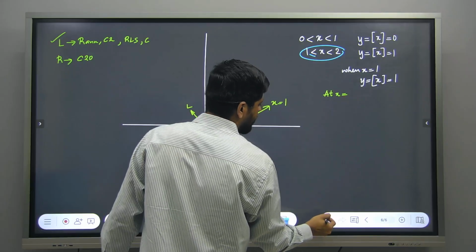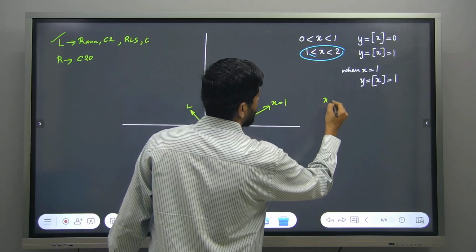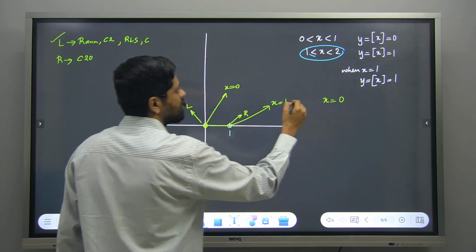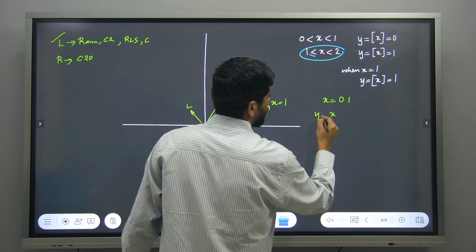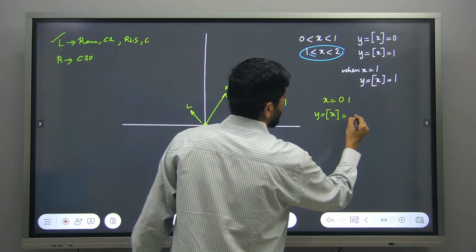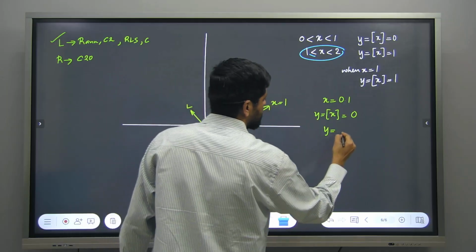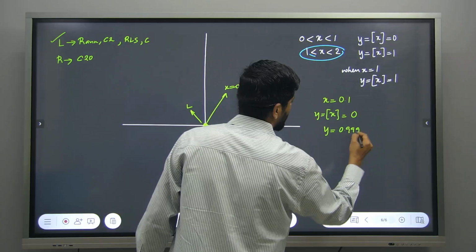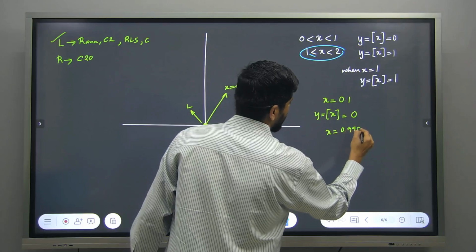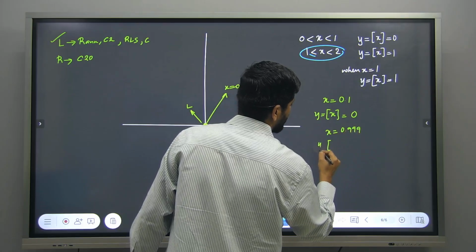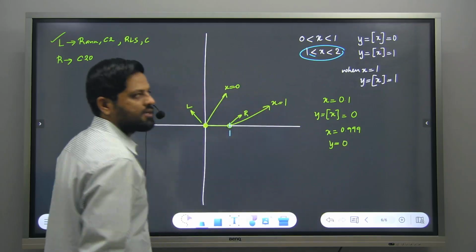My bad. Just one moment. What are we doing? If I have, say, x is 0.1, what will happen to the greatest integer function? The greatest integer function will go to 0. When x is 0.999, what is going to happen to the value of y? Y will still be 0.